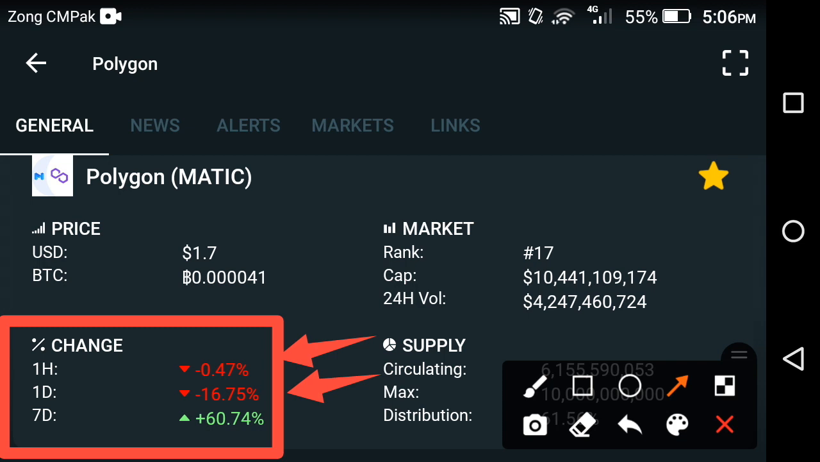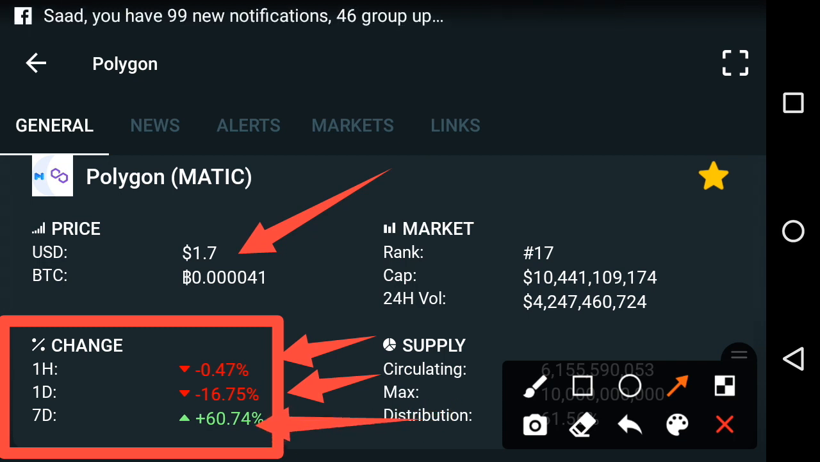Now if you look at the current price of Polygon, 1.7 USD is the current live price of Polygon in the market at this time. Only the last 1 week pricing is negative; apart from this, the current time of Polygon is going wrong, friends.